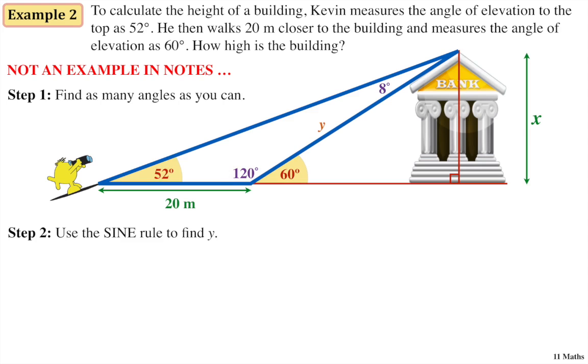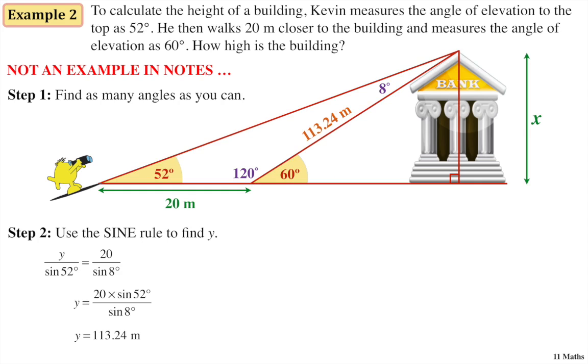So now I can find this side length here using the sine rule, and I'm going to call this side y. It's just randomly chosen. Y over the sine of the opposite angle equals 20 over the sine of the opposite angle. So we get y over sine 52 equals 20 over sine 8. Times both sides by sine 52, and we find y is about 113.24 meters if we go to 2 decimal places.